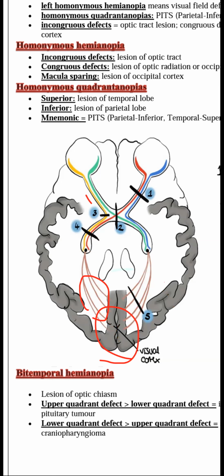Again, what's meant by macular sparing? A macula is an area found deep within the eye. This is bilaterally represented within the cortex. Once you have injuries, you will have a sparing of this macula. So injury to optic radiation or cortex, you will have what's called macular sparing.